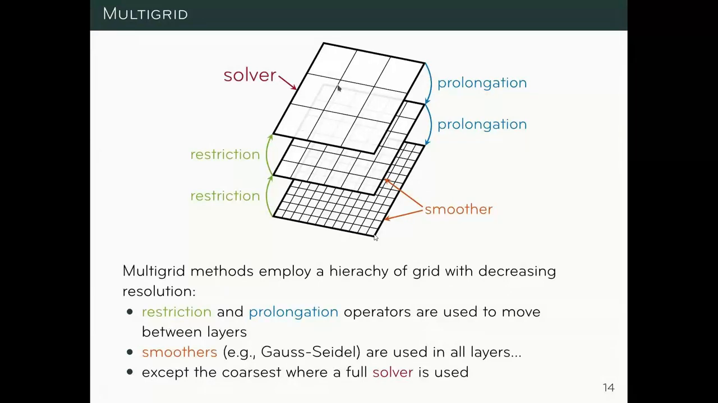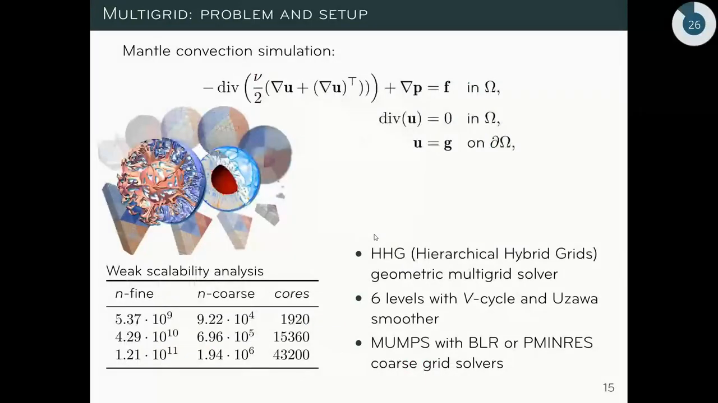And we are interested in using MUMPS with block low-rank on the coarse level, on this last level here, and comparing it with the case where we use a preconditioned iterative method like PMINRES. And we did this analysis and this work in the context of an application, which is a mantle convection simulation application, which relies on Navier-Stokes equations, like what you can see here in this slide.